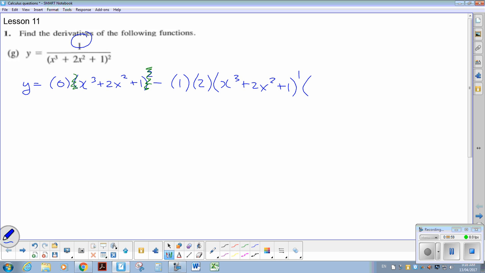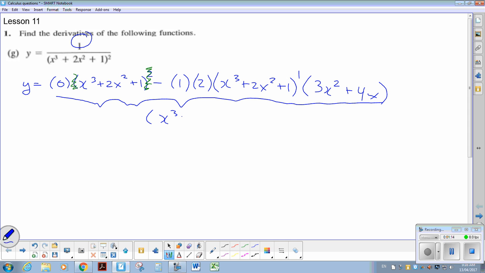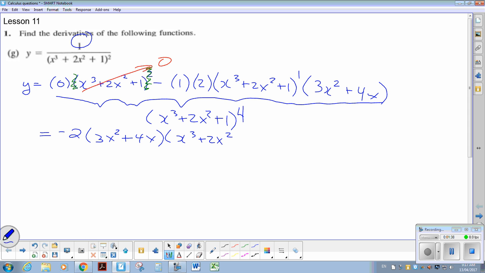Now I go in and take the derivative of what's inside. Derivative of inside is 3x squared plus 4x. And that will all be divided by x cubed plus 2x squared plus 1 to the 4th. I'm not sure why I can't draw a straight line on the board there. It just went wonky. Anyway, that first term, that all goes to 0. So all we're really left with is the 2, and I'll write the 3x squared plus 4x first. Oh, and it'll be a negative x cubed plus 2x squared plus 1.